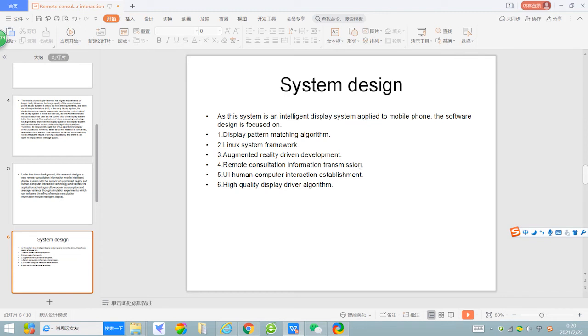System design. As this system is an intelligent display system applied to mobile phone, the software design is focused on: first, the display pattern matching algorithm; second, the Linux system framework; third, augmented reality driven development; fourth, remote consultation information transmission; fifth, UI human-computer interaction establishment; sixth, high quality display drive algorithm.